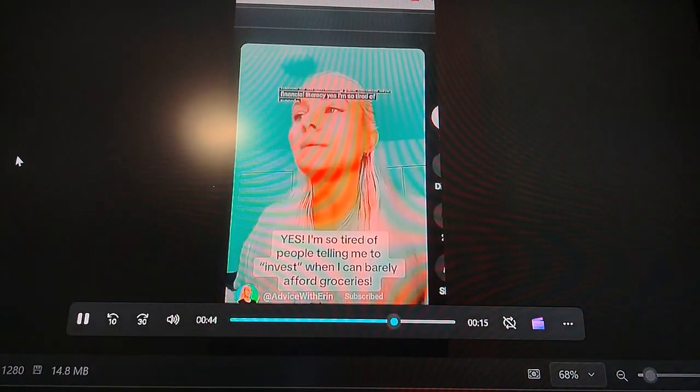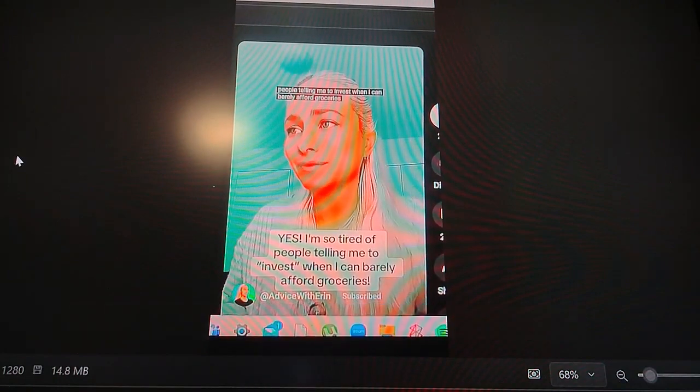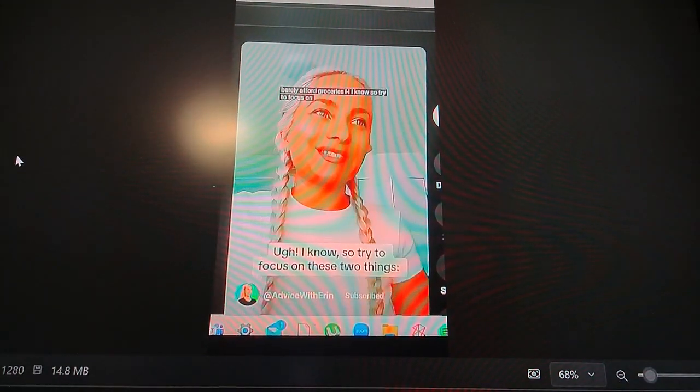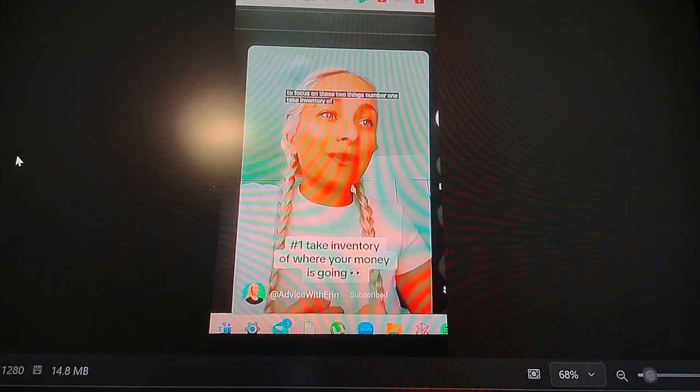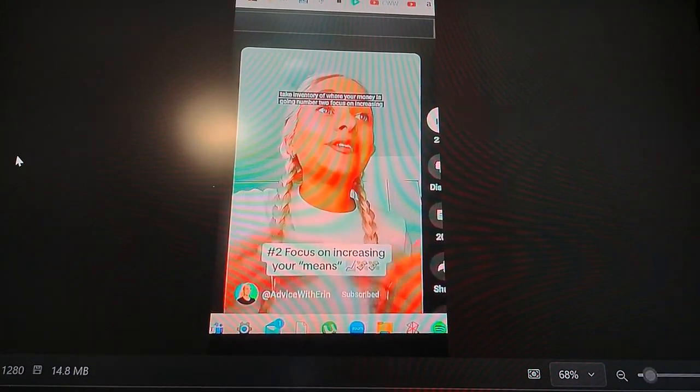Yes, I'm so tired of people telling me to invest when I can barely afford groceries. Ugh, I know. So try to focus on these 2 things. Number 1, take inventory of where your money is going. Number 2, focus on increasing your income.